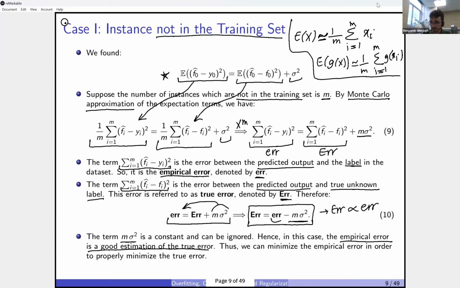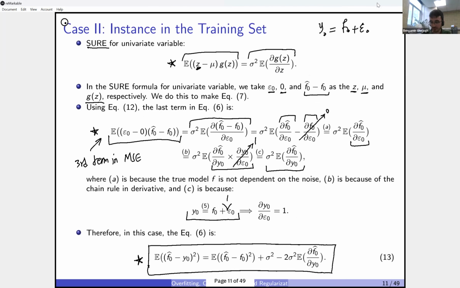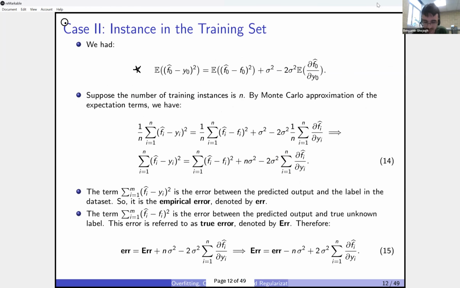However, if we solve the third term for case 2 where the instance is in the training set, the third term becomes this: sigma squared expectation of derivative of f0 hat with respect to y0, and we use Stein's lemma for that. We put it back, and equation 13 will be the mean squared error for case 2 where the data point is in the training set. Okay, I'm repeating here again what we found.